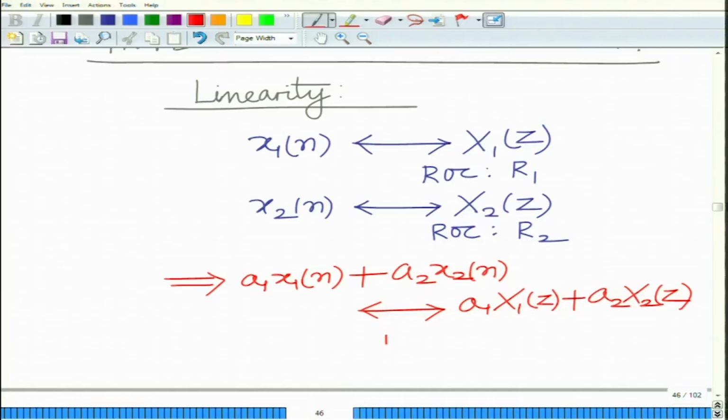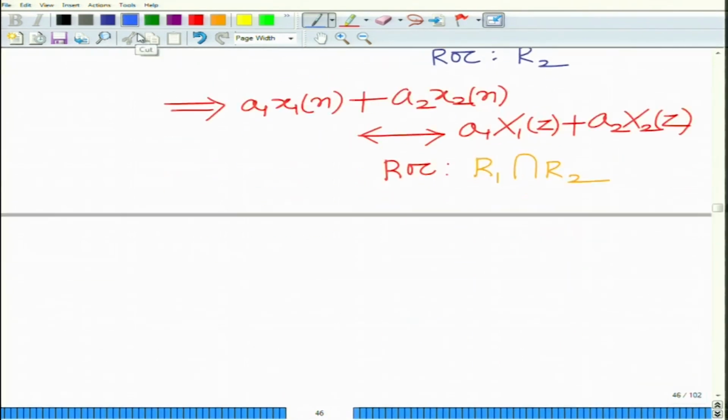So, the ROC will be a superset, or you can simply say the ROC is basically R1 intersection R2. It will at least be this; in practice it is a superset, so it can be more than R1 intersection R2. Okay. Let us look at another property.